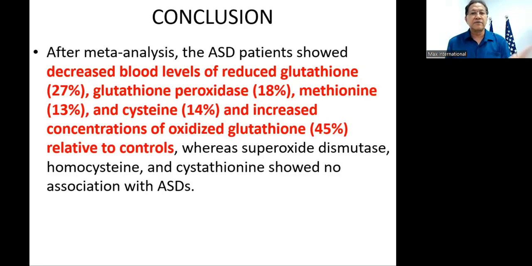Glutathione in the blood is reduced. The glutathione enzyme peroxidase is reduced. Methionine, cysteine is a precursor of glutathione, and the body can also convert methionine to cysteine as a source. So all these are reduced. Okay.